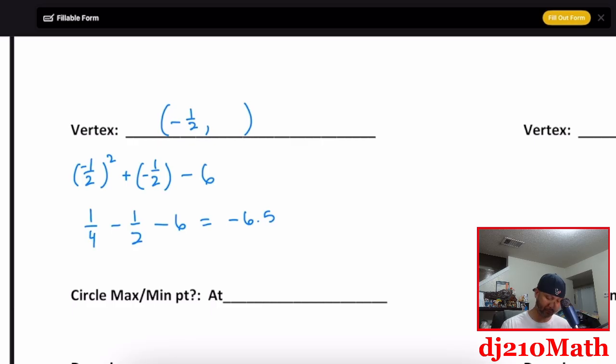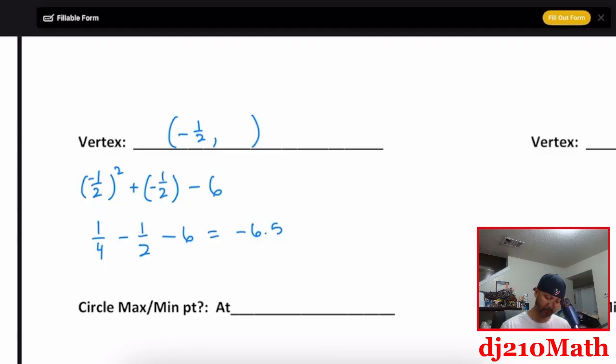Or what would that be as a fraction? 6 times 2 is 12. Plus 1 is 13. So 13/2. Negative. Just for counting purposes, graphing purposes, let's rock with negative 6.5.